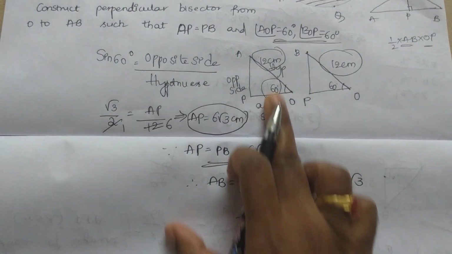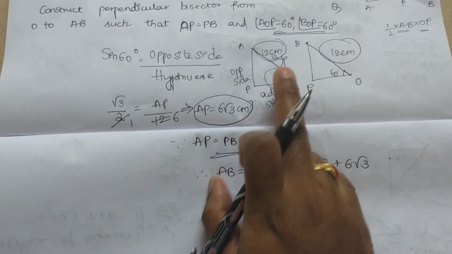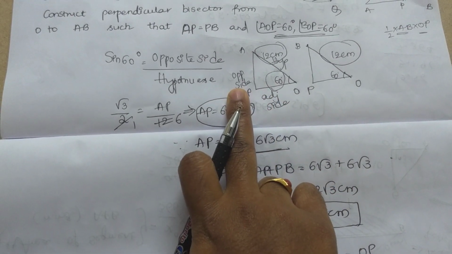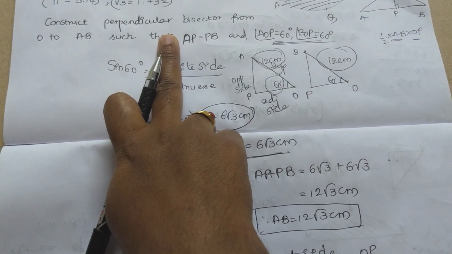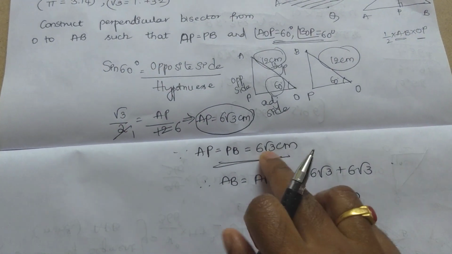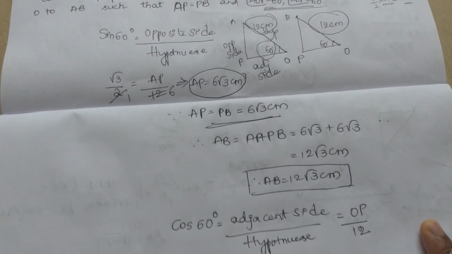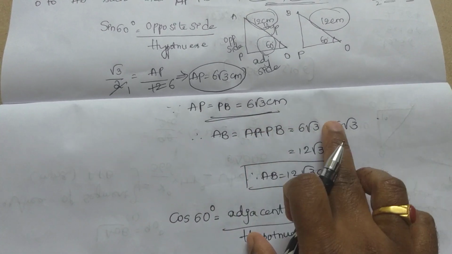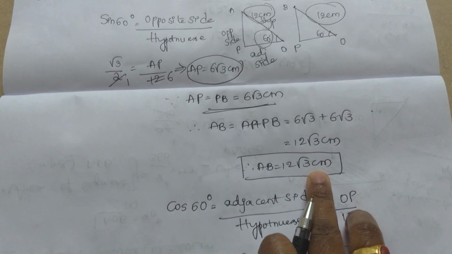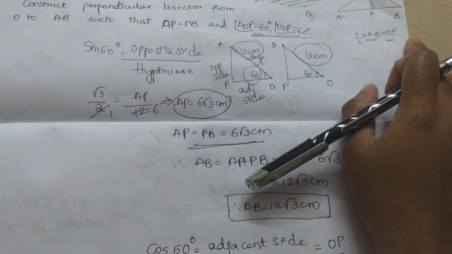So for that I have taken sine 60, which is nothing but opposite side by hypotenuse. Based on that I got the AP value. Since we have drawn a perpendicular bisector, AP equals PB. Therefore, the PB value also will be 6 root 3. So the AB value is nothing but AP plus PB, right? So 6 root 3 plus 6 root 3 gives 12 root 3. So you got one base, but the altitude you want.